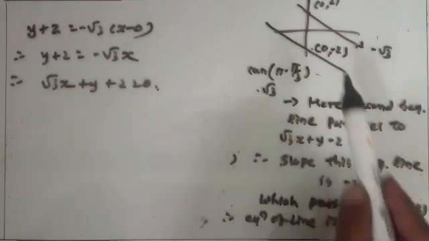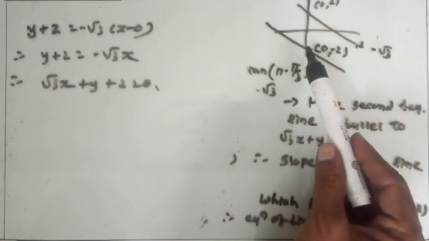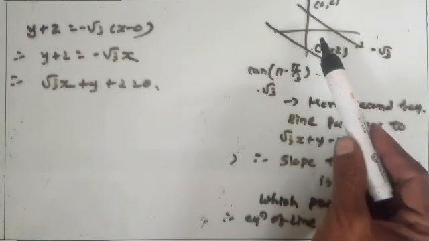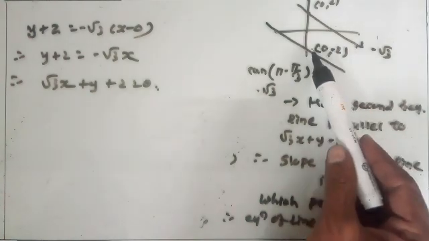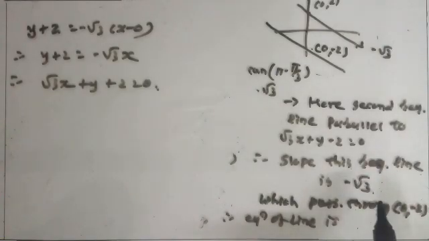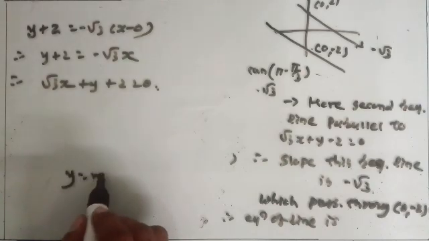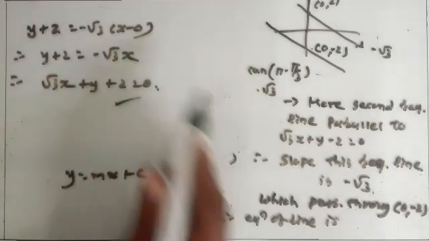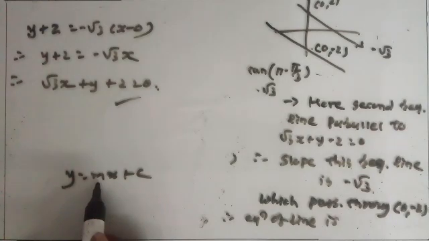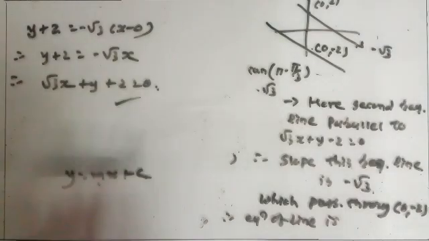Secondly, the slope of the line is minus root 3, and this intersects the y-axis at a distance below the origin. So the y-intercept becomes minus 2. So using slope and intercept, y is equal to mx plus c, where m is minus root 3 and c is minus 2. Take this side, so we get root 3x plus y plus 2 equal to 0. Clear?